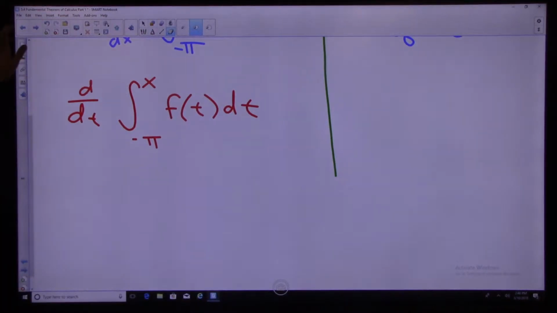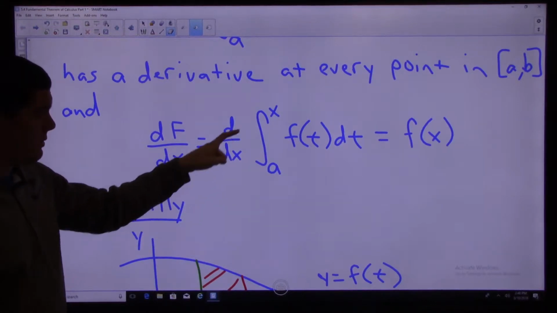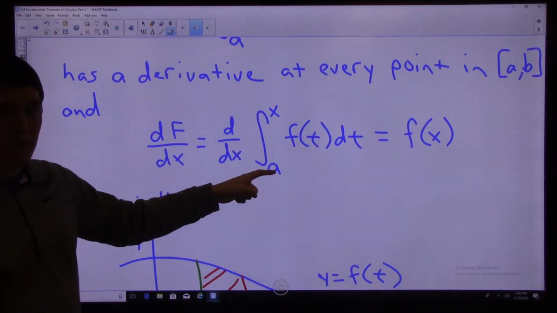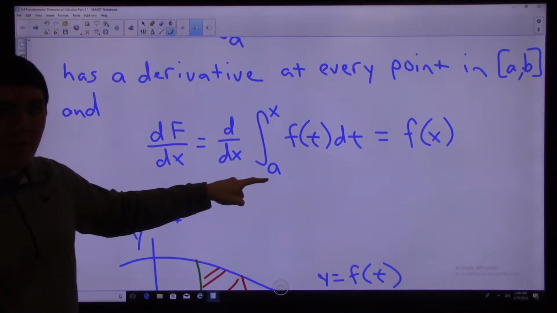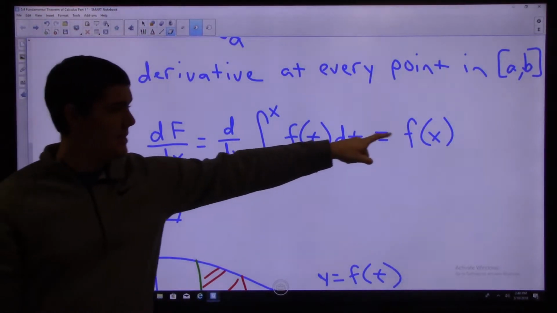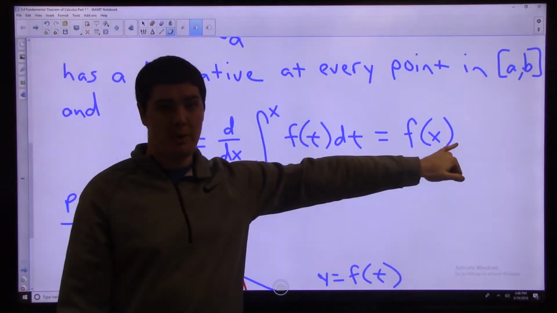Fix this. So guys, look at what it says. It says that if we take the derivative of the integral from a to x, and by the way, we do have a constant here. A is always going to be a constant. Our constant was negative pi in that example. Of f of t dt, then the answer is always going to be f of x.